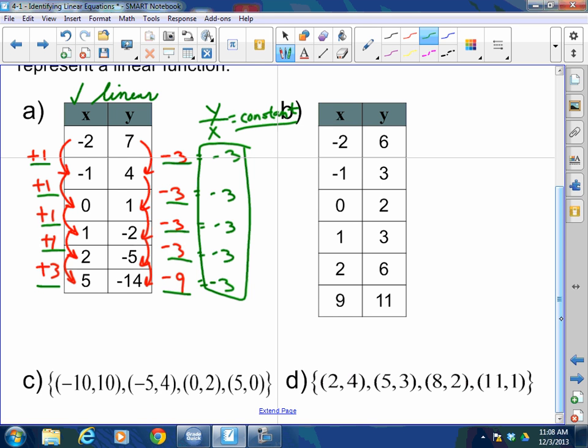Does that make sense, boys? You promise? All right. Let's find the first difference of x and the first difference of y, and see if this is linear.